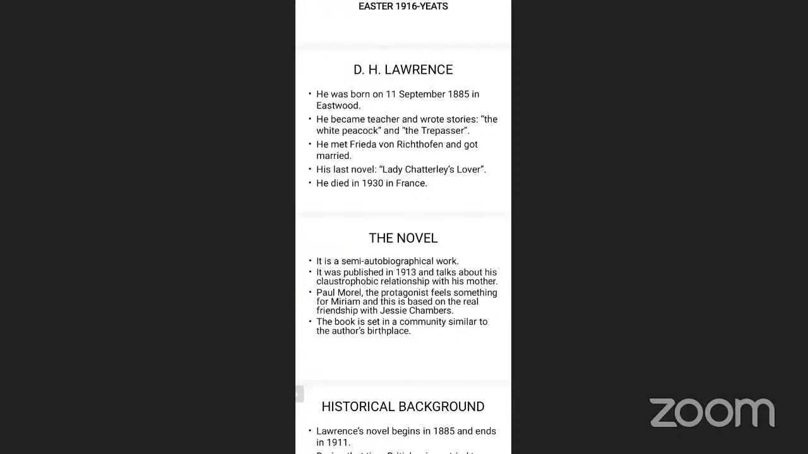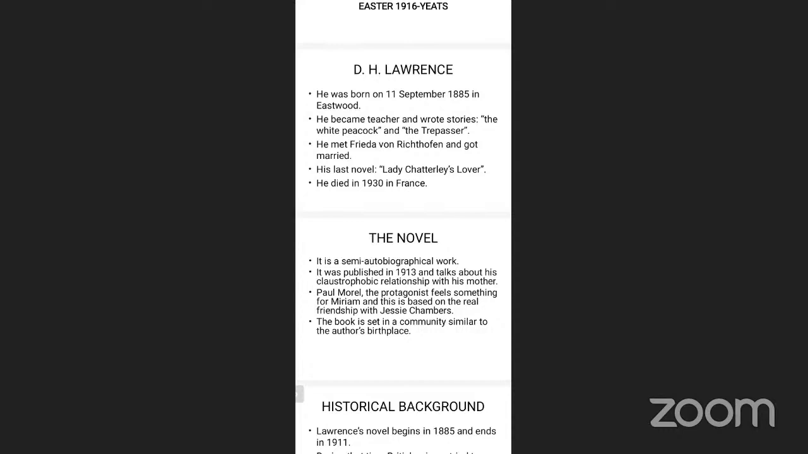He became a teacher and he wrote stories as well. As I mentioned, he was a poet, a writer, a novelist. Being a writer, he wrote stories as well, and he was a teacher of English literature. During that time, he wrote some beautiful short stories, and two of them are The White Peacock and the other one is The Trespasser. If we talk about his married life, he met Frieda von Richthofen and got married. They fell in love and got married together.